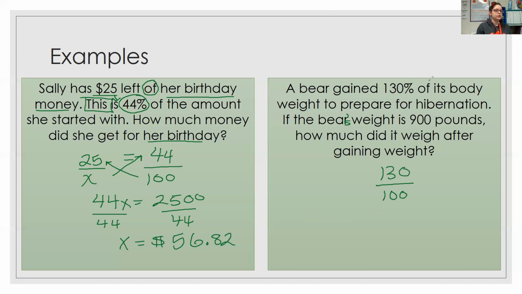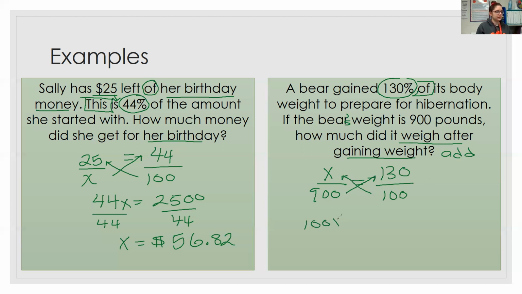It gained 130% of its body amount. So how much was the whole amount of its body? 900 pounds. First we're looking for how much it gained, and then we want its weight after. So we're going to have to add at the end of this problem. It's kind of 2 steps. We're going to cross multiply.